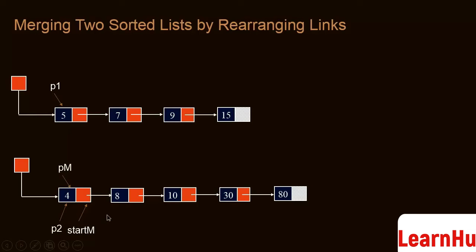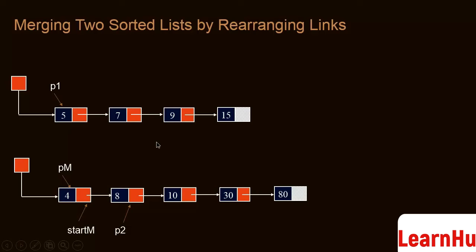Now we take a reference Pm and make it equal to start m. So Pm also refers to this node. This reference Pm will always refer to the newly inserted node of the merge list. Now we move this reference P2 forward because this node has been already inserted into the merge list. Now this is the first node of our merged list.